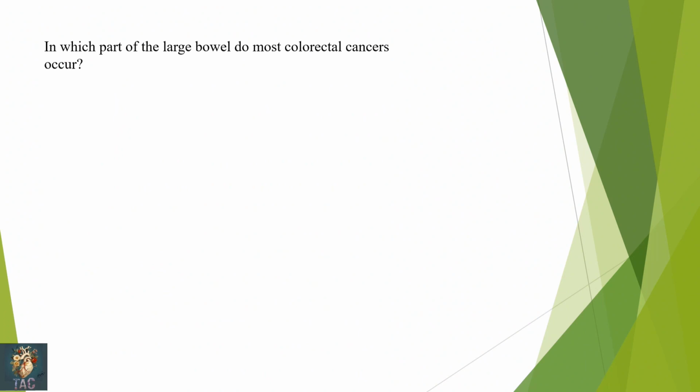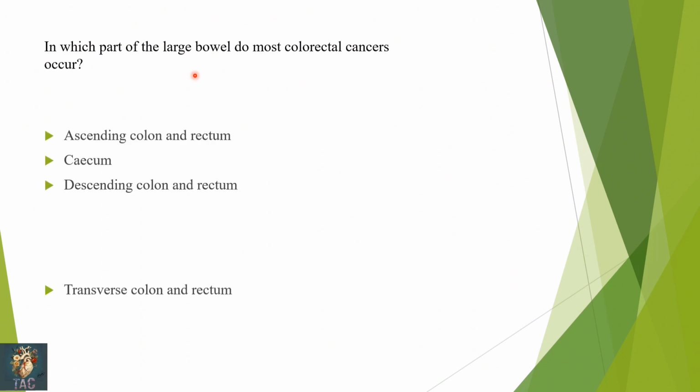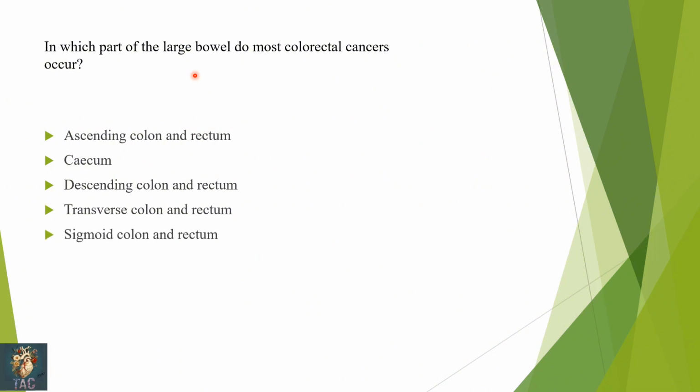Next is, in which part of the large bowel do most colorectal cancers occur? Again another MCQ from pathology, that may be ascending colon and cecum, descending colon and rectum, transverse colon and rectum, or sigmoid colon and rectum. And the correct option is sigmoid colon and rectum. These are the parts of the large bowel where usually colorectal cancer occurs.